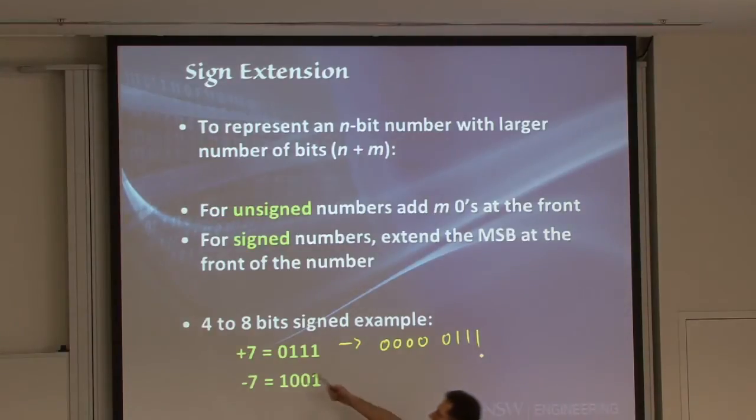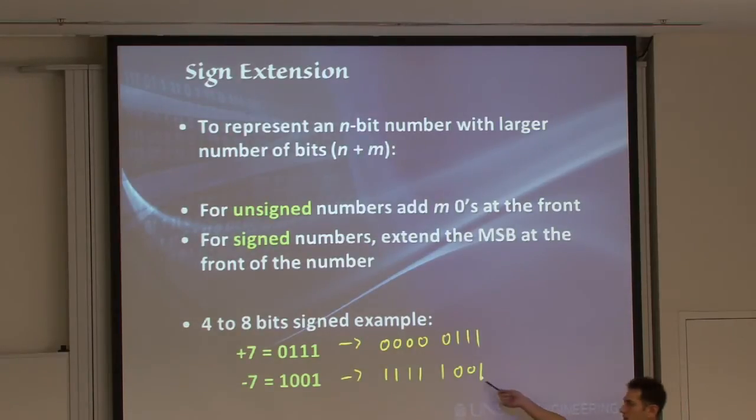So this will take the plus 7 from 4 bits to the same plus 7 representing 8 bits. For the minus 7, we can't just stick 0 at the beginning because this will make it a positive number. But we can just extend this one here and duplicate it as many times as we want. And this will preserve the same value, minus 7, as an 8-bit number.